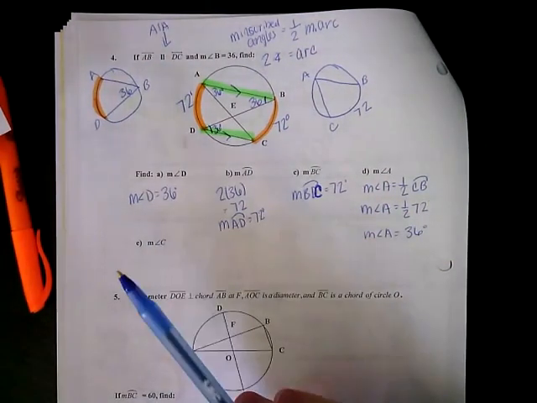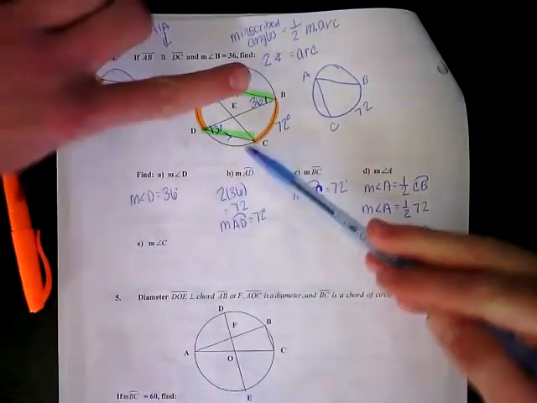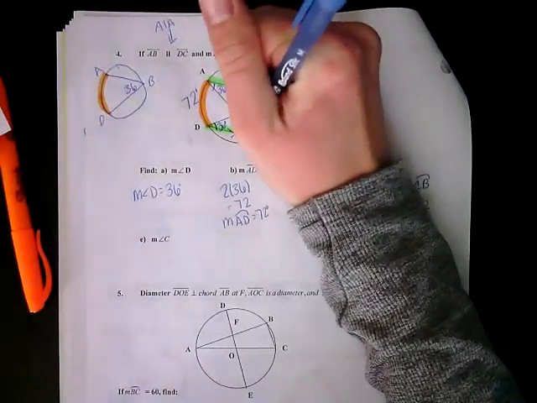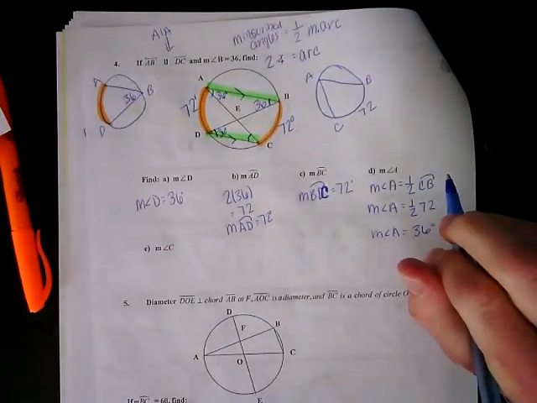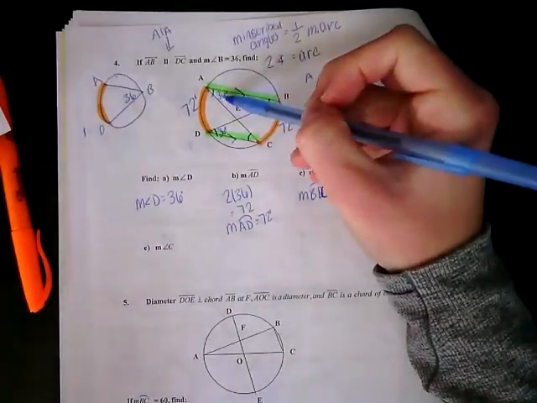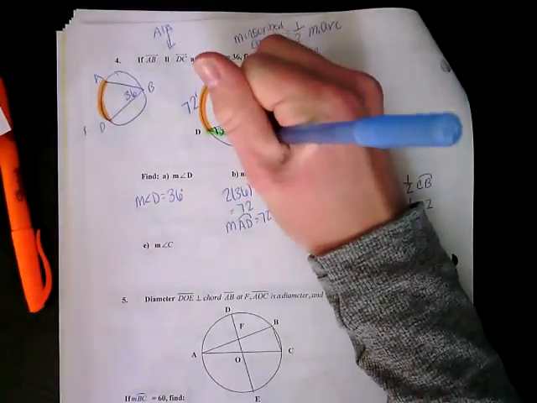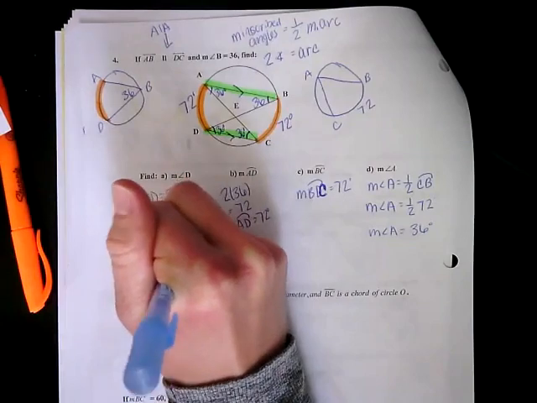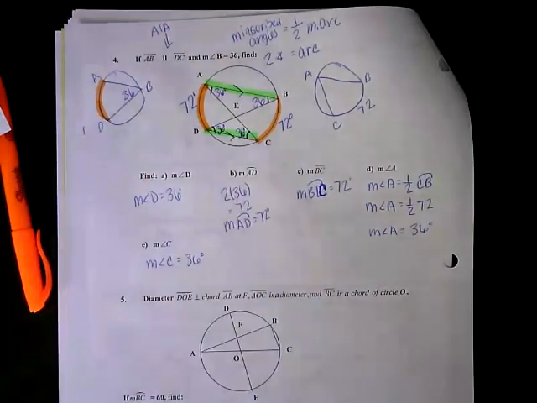And we want to find the measure of angle C. Since we know that these lines are parallel, this angle and this angle are alternate interior angles. So if this angle is 36, then this angle is 36. So the measure of angle C is equal to 36 degrees.